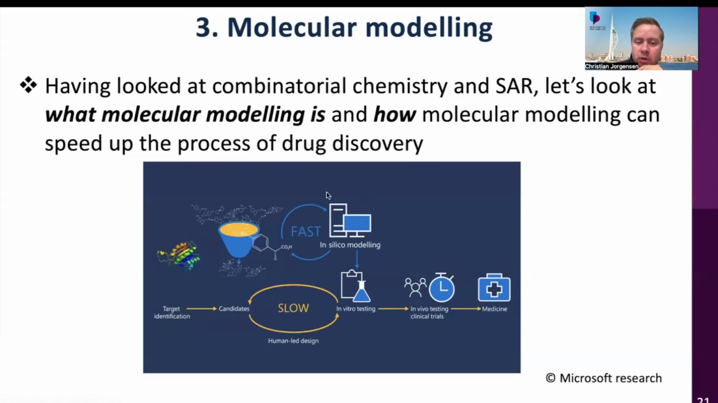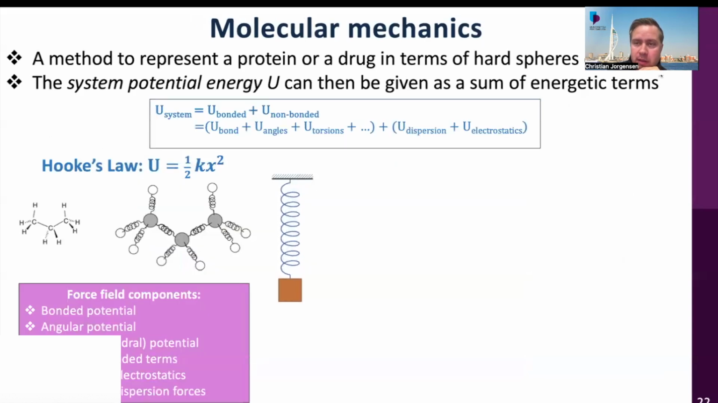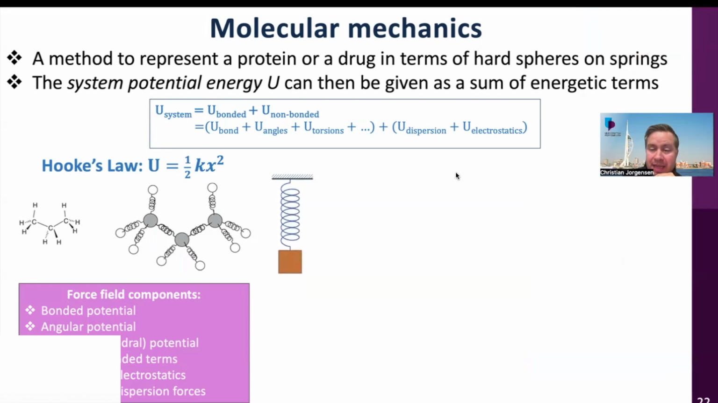And so we want to now look at what modeling is. So first, we look at molecular mechanics, which is a static model. It's a model or method to represent a protein or a drug in terms of hard spheres on springs. So let's look at that quickly. So here you have an alkane. This is just propane. And we can represent propane as 3 hard spheres.